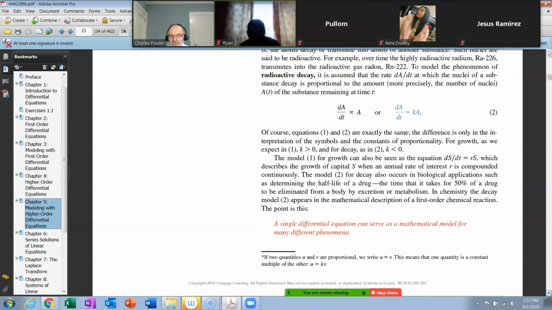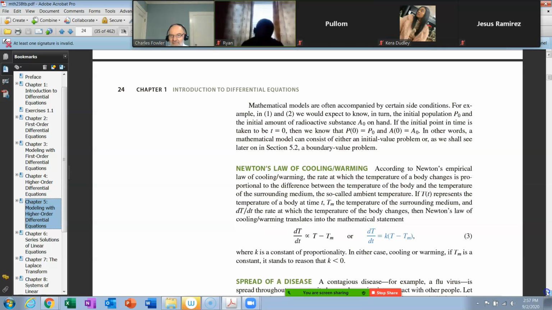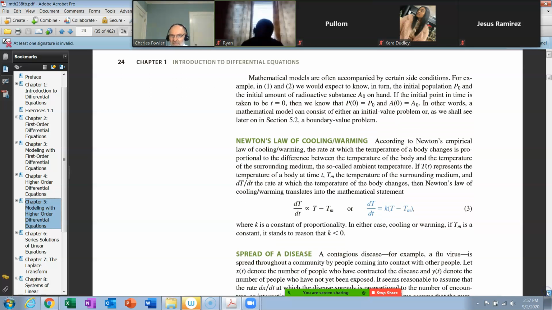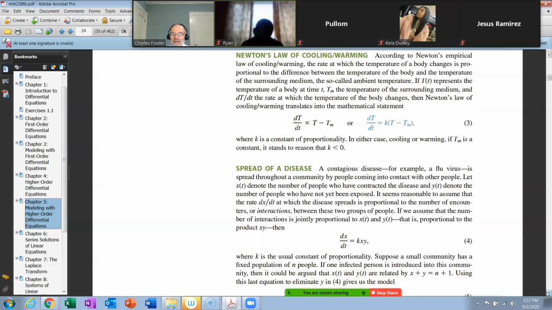A single differential equation can serve as a mathematical model for many different phenomena, like we just saw there. Very, very different phenomena. Population growth, nuclear radioactive decay. Okay? Now, here's another one. Now, this is a slightly different model, but that incredible scientist, Isaac Newton, came up with this one. His empirical law of cooling and warming. Same deal, just one's going in one direction, one's the other. Again, the K could be positive or negative.